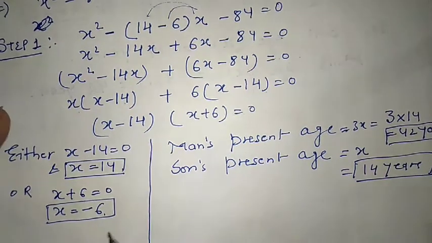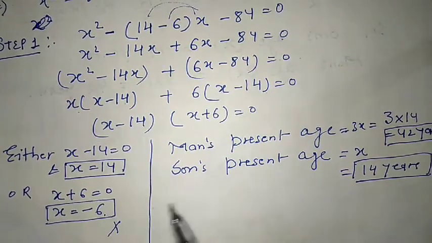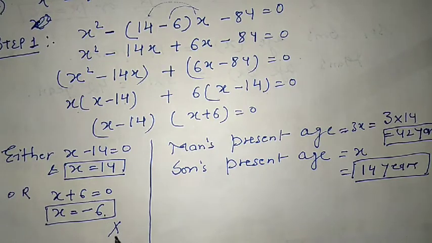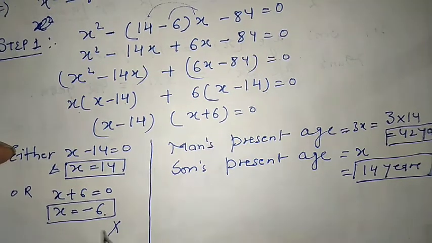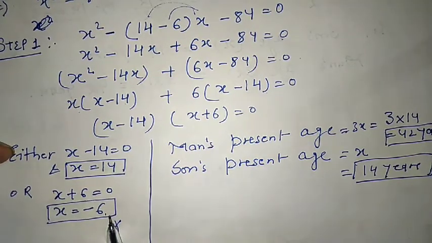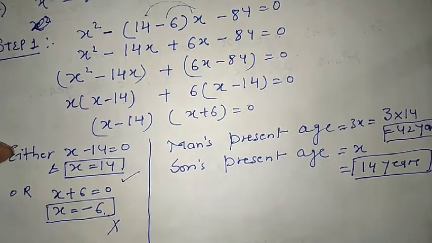So we know that age cannot be negative. We cannot say that my age is minus 6 years. It means we are not born. So this cannot be negative. So we will choose the positive answer.